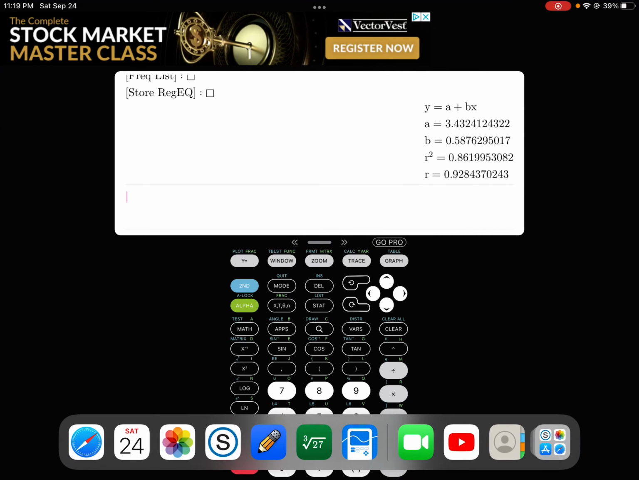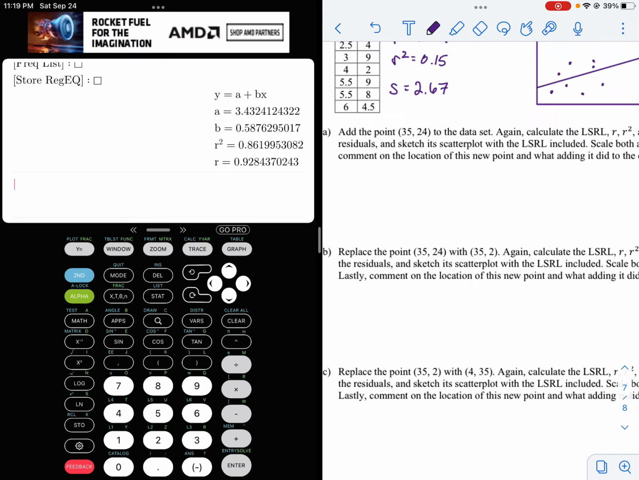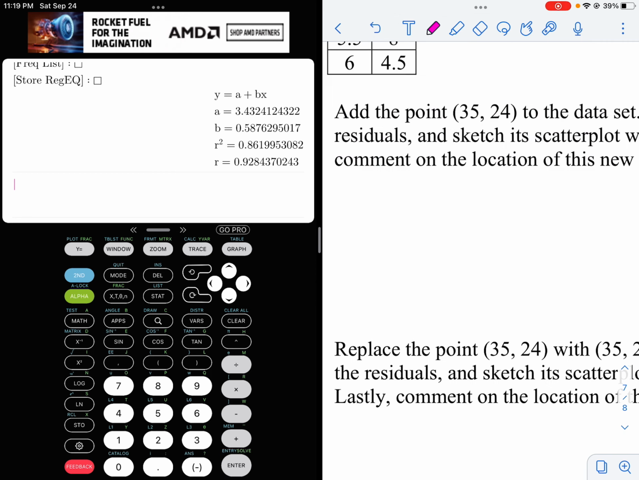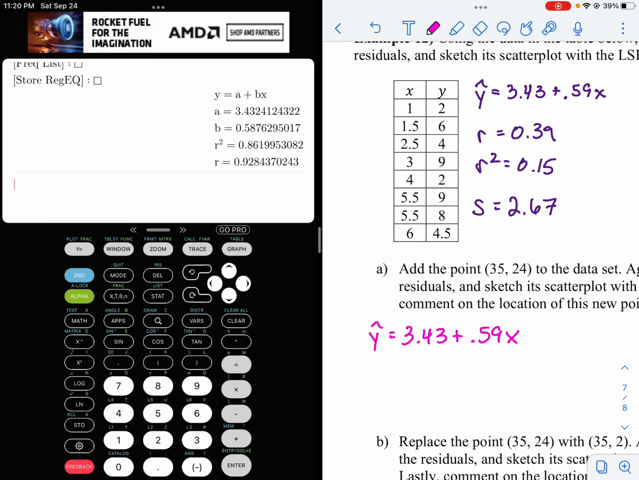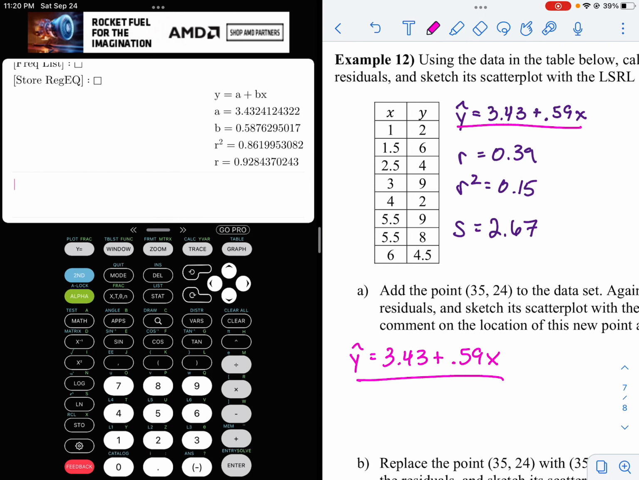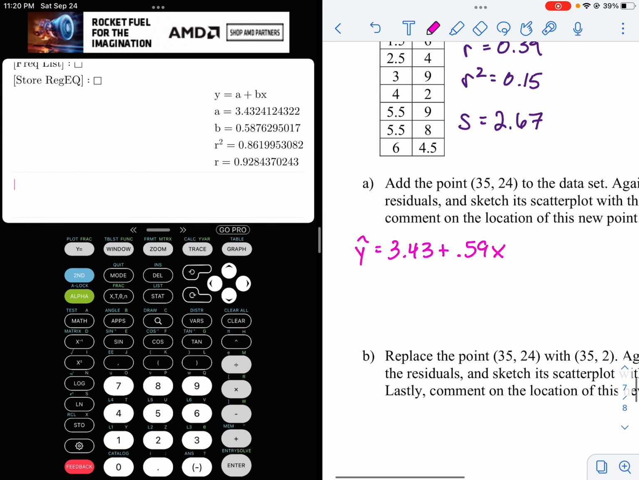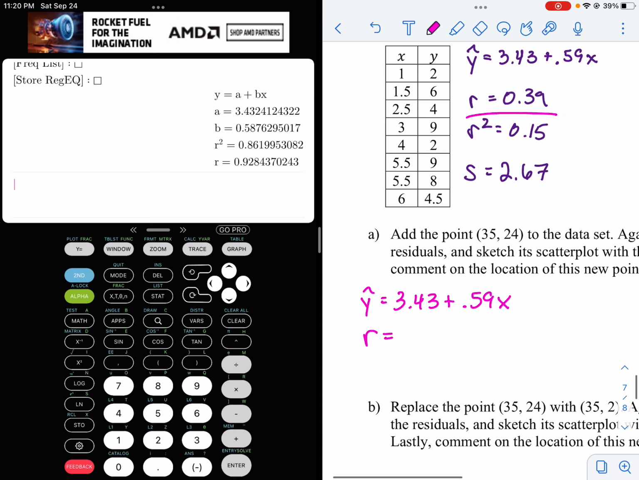And now I can see that my equation, switch to a new color here, is going to be 3.43 plus 0.59x. Which is the exact same equation. However, look at the R value. We went from 0.39 to 0.93. Significant increase. Okay, we can see that our R squared value also had a significant increase.